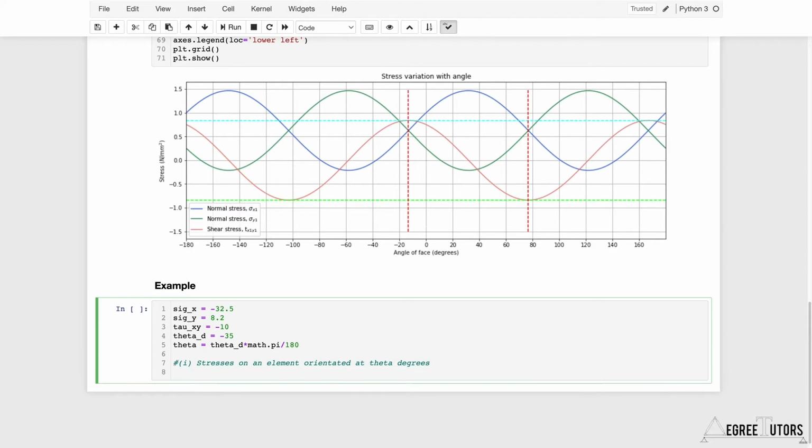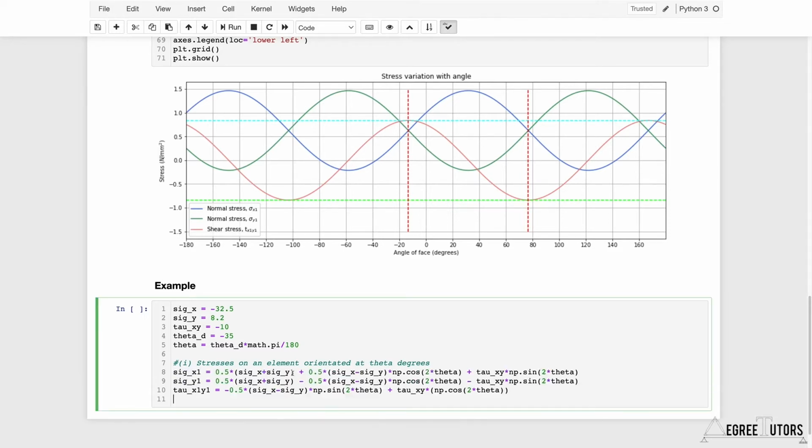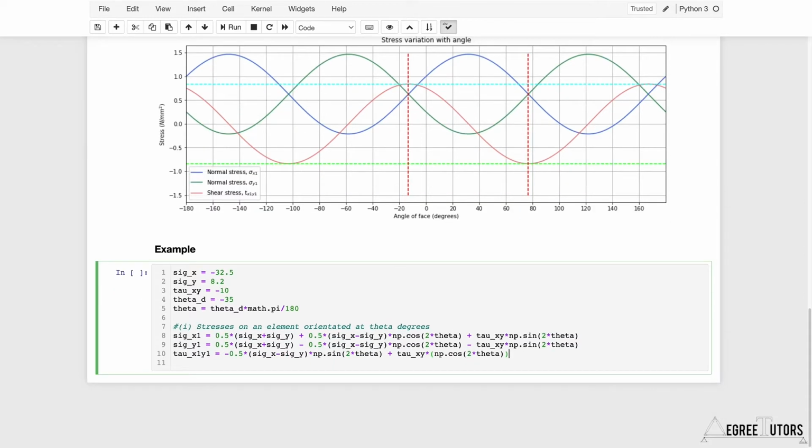All right, we have seen this before. So all I'm doing here is rewriting the transformation equation. So in fact, let's save ourselves a little bit of heartache and just copy that in there. Okay, we've seen that further up. All that is my transformation equation, and obviously it's taking in sigma x, sigma y, theta, and tau xy. So that should work straight off the bat.